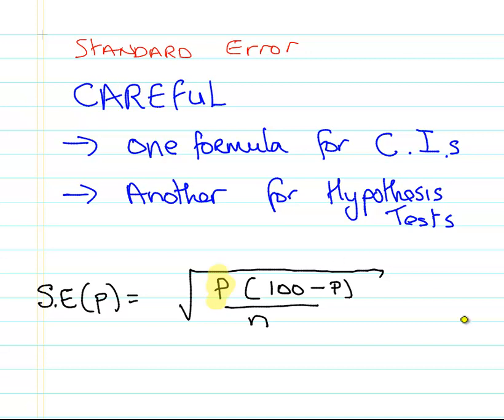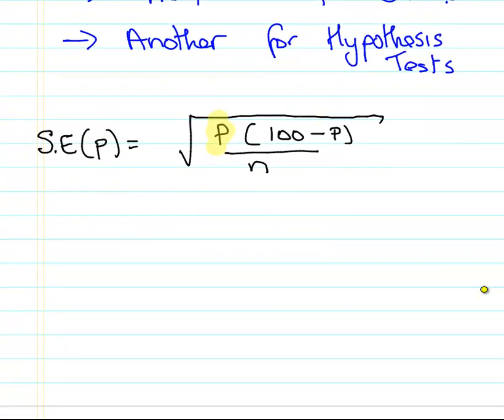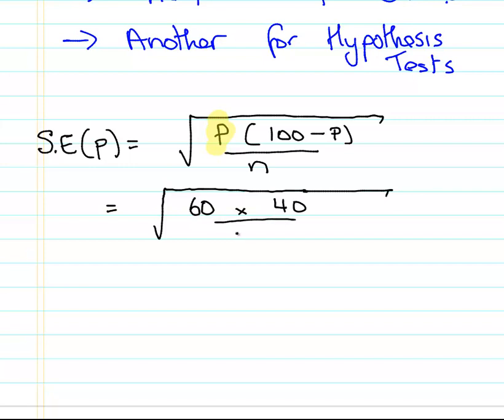Just watch out for that. That's where things can go wrong. Not that you lose that many marks really, but just be careful. So that's just the one thing to look out for. So under our null hypothesis, we expect 60%, times 100 minus 60 is 40, all over 1000.